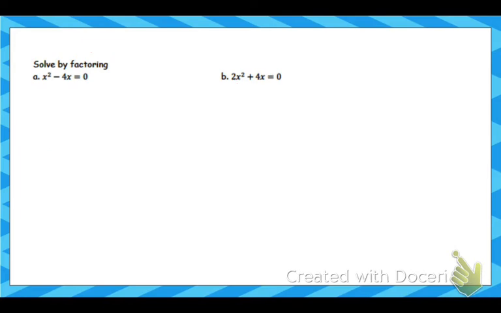All right, let's look at some that are not just GCF. Again, that first step has to be to set it equal to 0. We can't just factor on our own by solving. In order to solve, it has to equal 0 first. So the first thing I'm going to do is subtract 3.